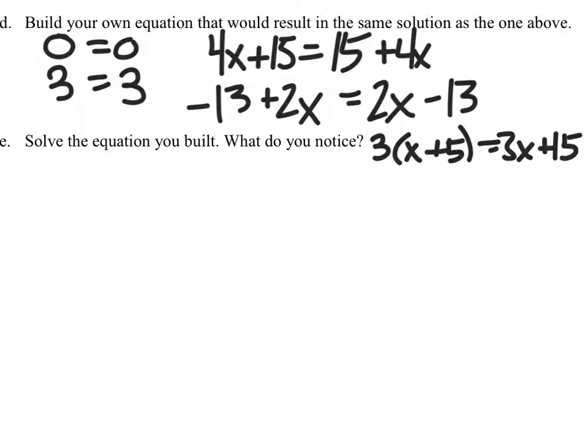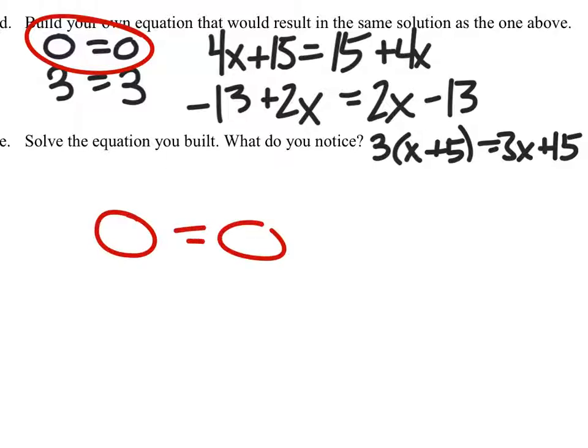Solve the equation you built. What do you notice? All of these come out to really what we have right here, which is 0 equals 0. Or maybe some of you would explain that they have the same exact expression on both sides of the equal sign.